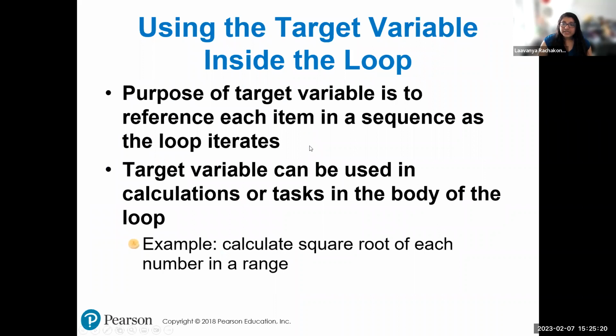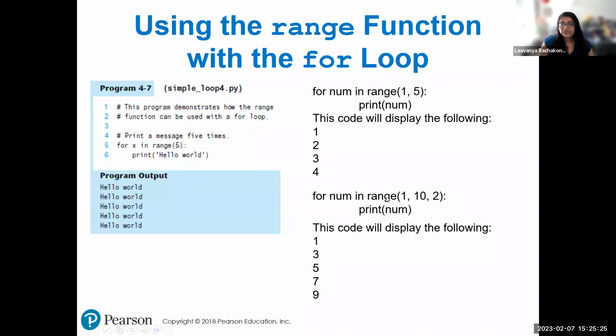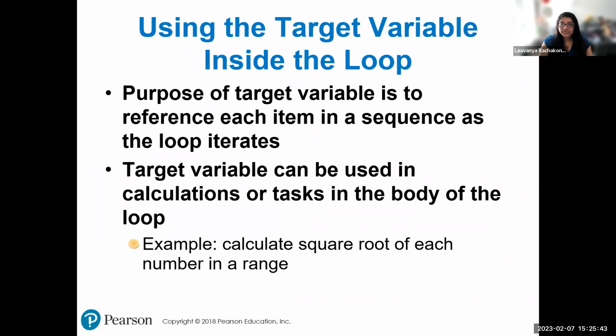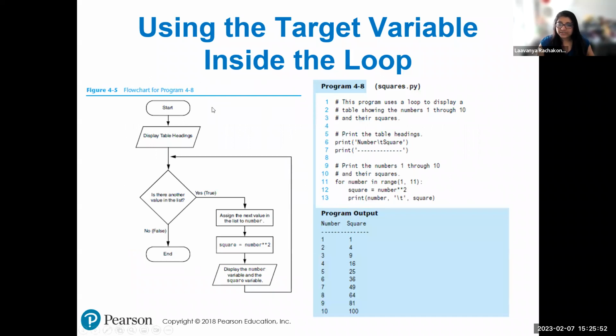So we always use the target variable inside the loop, right? So for now, we have only used that to print. For example, here, we are not even doing anything. We are just printing hello world. But in this case, you are using the target variable num, and you are just using that to print. But there are many other examples where you can make certain calculations by using the target variables. So for example, calculating the square root of each of the numbers in the range function. So let's take a look at this example.